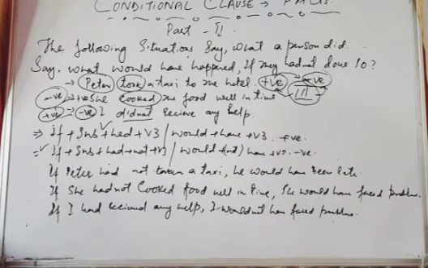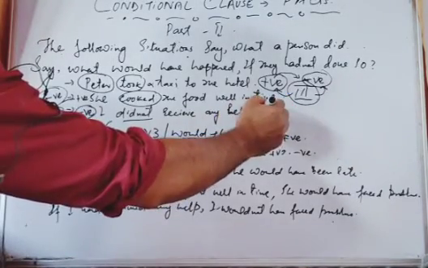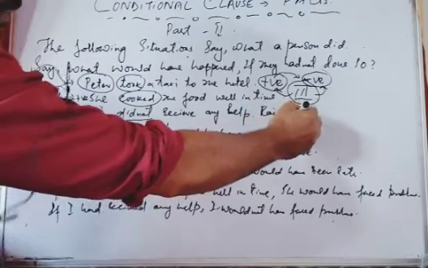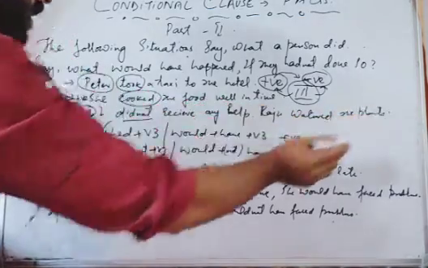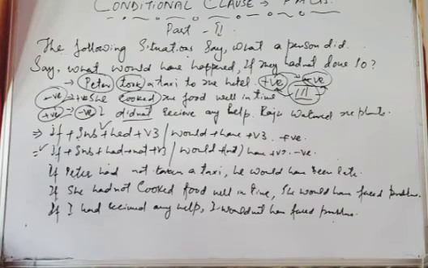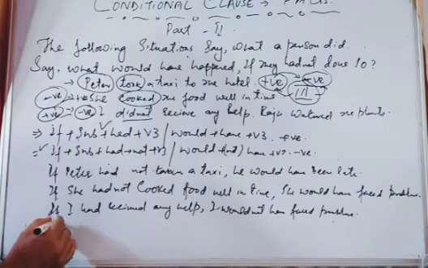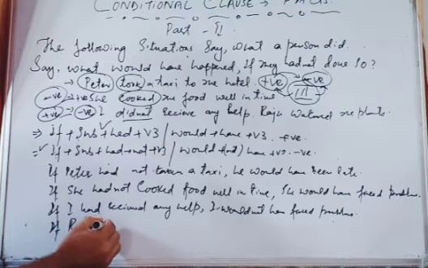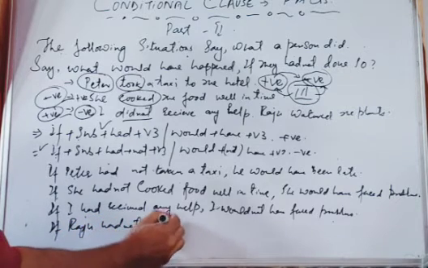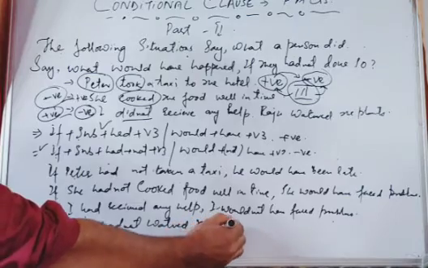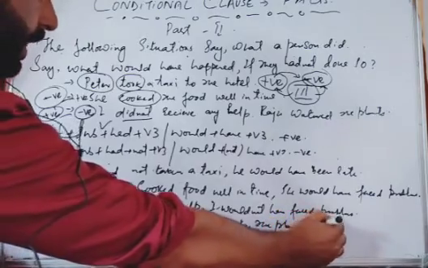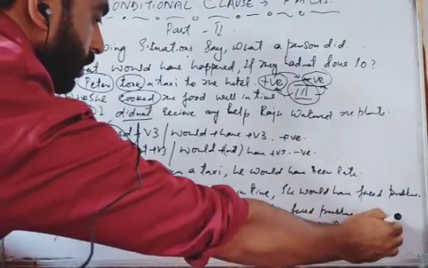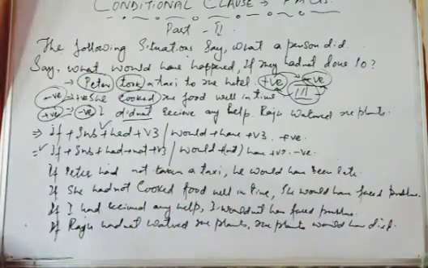Like I will give one or two more examples here. I'll write Raju watered the plants. If we had to reverse it, we will write if Raju hadn't watered the plants, they would have died or dried up.